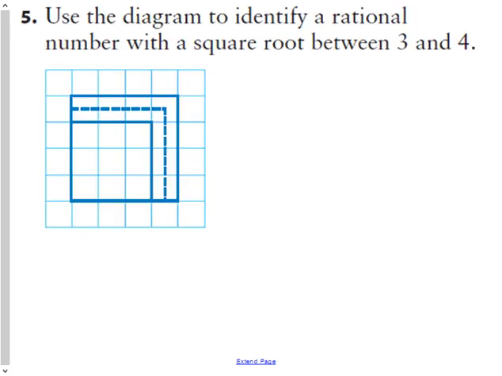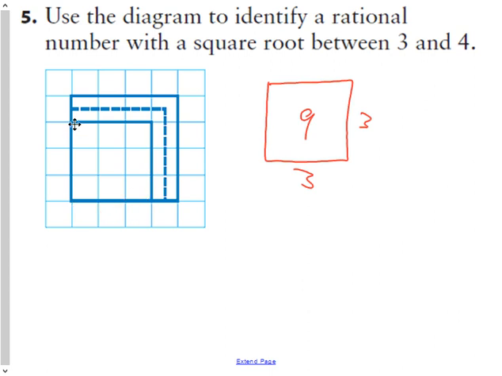Question number 5 says, use the diagram to identify a rational number with a square root between 3 and 4. The first thing you have to see here, and I'll use red, is that this square right here is one square. If I take that square and bring it over here, I know based on the measurements, 1, 2, 3, that is a 3 by 3 square, which would mean its area would be 9.